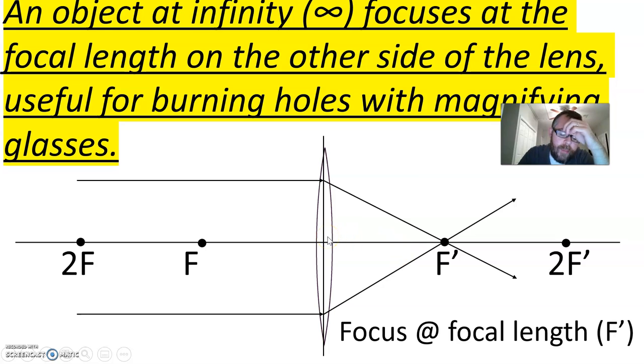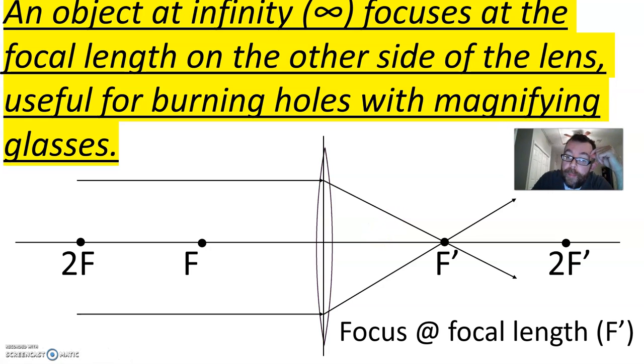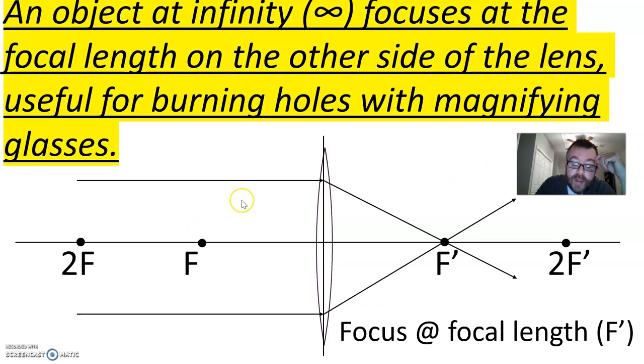If you want to burn dried leaves, like I used to do whenever I was a kid during the summer, you take your magnifying glass. The sun is effectively at infinity. It's not actually an infinite distance away, but for our intents and purposes of our lens, it's like it is.